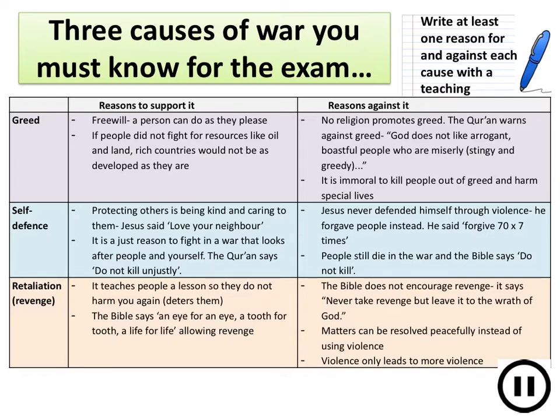The other side of the argument to this is that the Bible does not encourage revenge. It says never take revenge, but leave it to the wrath of God. If you want to go directly against the teaching of an eye for an eye, you could say that Jesus said, you've heard it said an eye for an eye, I tell you now, turn the other cheek and forgive. Jesus suggests that revenge is not the way forward, but forgiveness instead.